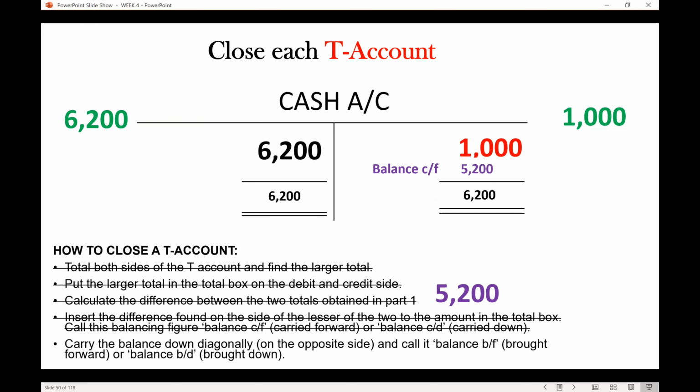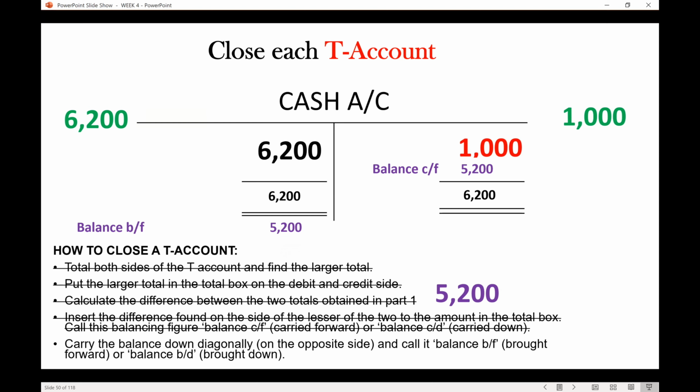After we've done that, we're going to carry that balance down on the opposite side and call it our balance BF. We would have done this in our prior video. So our balance CF is on our credit side. So we're going to carry that diagonally on the opposite side and call it our balance BF, right? And we would have done that there.